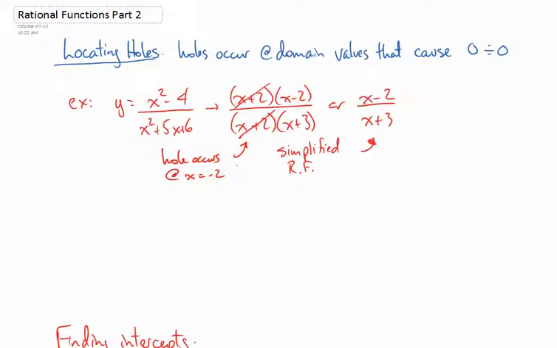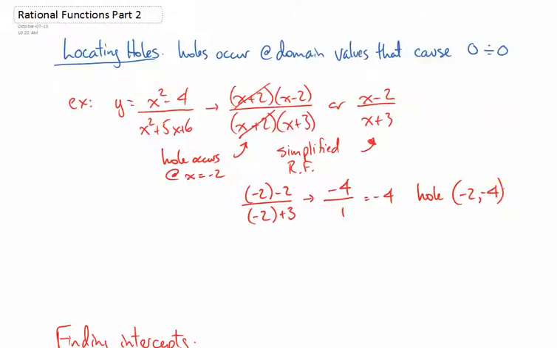Now, to figure out the y value where this happens, substitute -2 into the simplified rational expression. So put -2 into the x value of the simplified rational expression, obtain -4 over 1, or -4. So we find that the hole is at -2, comma -4.